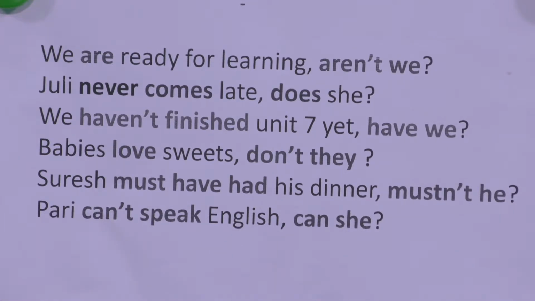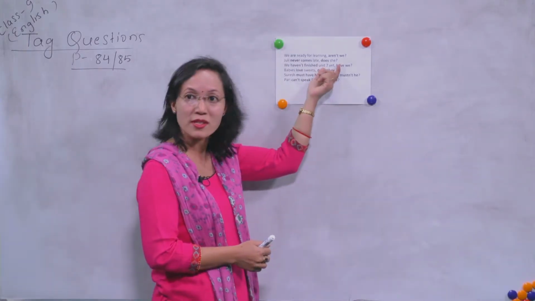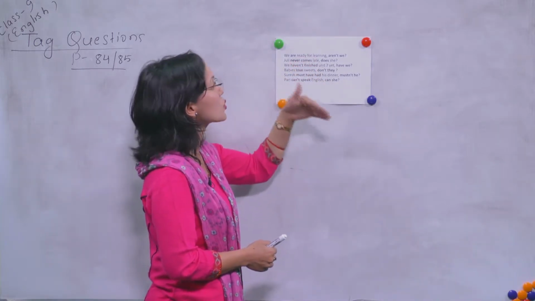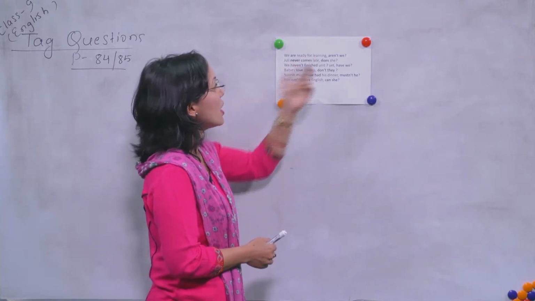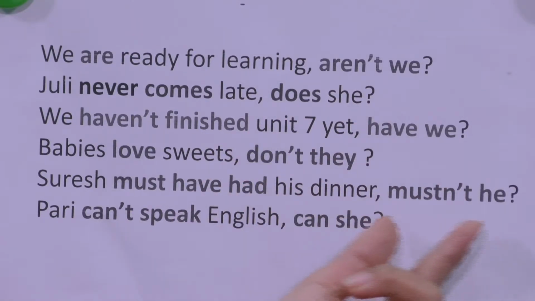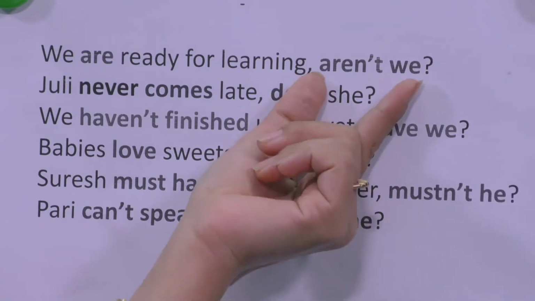Now, what are tag questions? You might have noticed some short questions at the end of these sentences, statements. It could be imperative sentences as well. So, aren't we, doesn't she, have we, don't they, mustn't he, can't she? What do you think these are? Obviously, these are tag questions. Simply, tag questions are short questions.